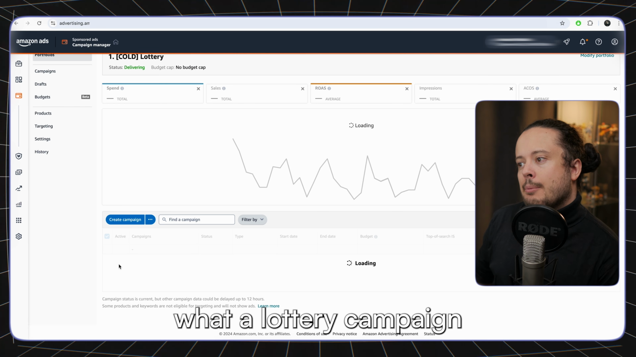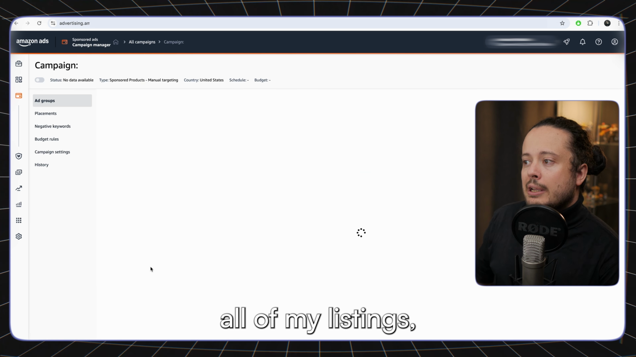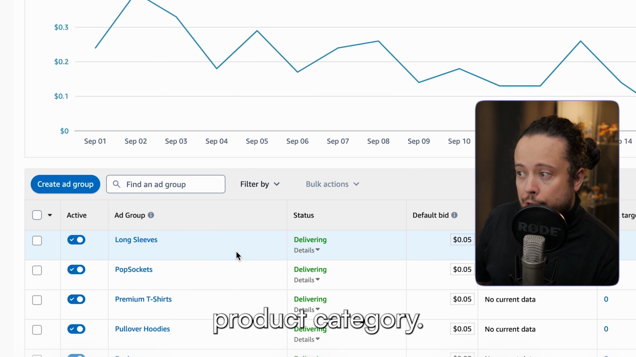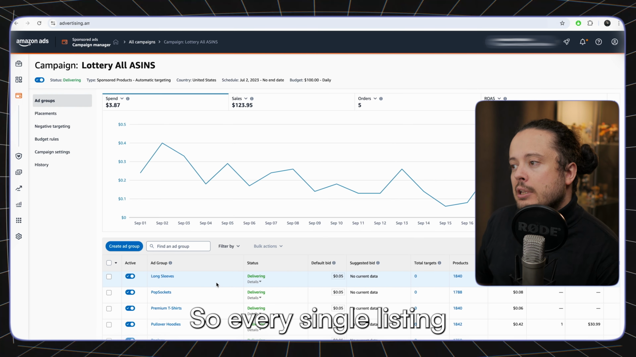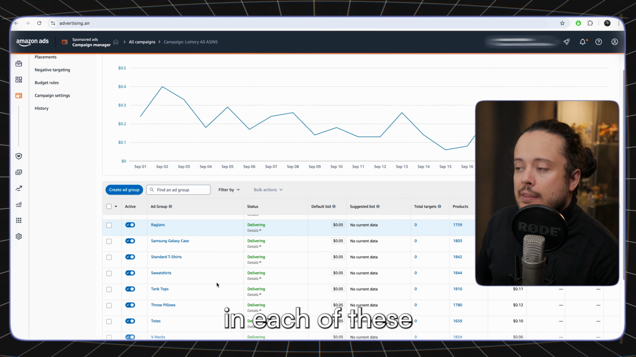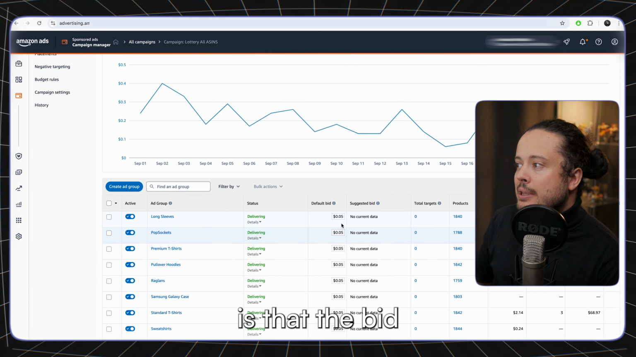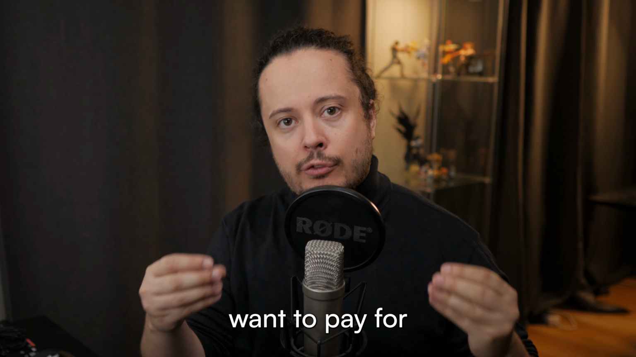What a lottery campaign basically is, is that I take all of my listings, divide them up by each product category, and then insert them all in here. So every single listing that hasn't sold even once is in one of these ad groups. The key thing to know here is the bid, since you're on Amazon ads, you can choose how much you want to pay for each click.